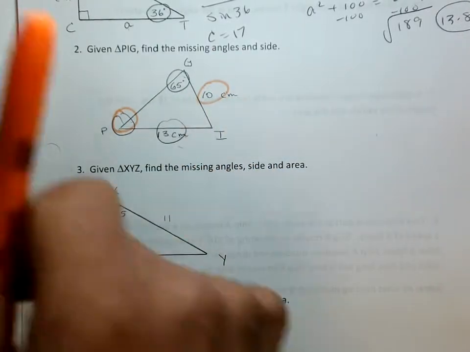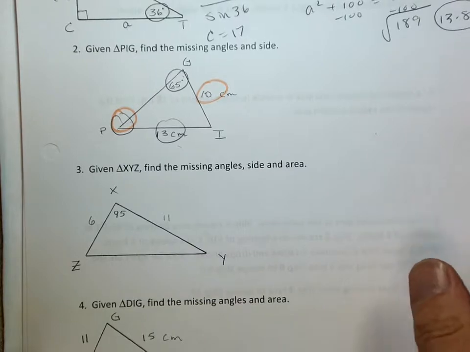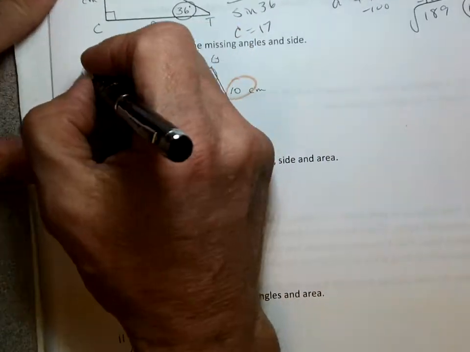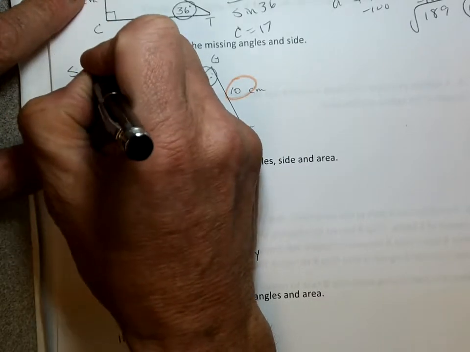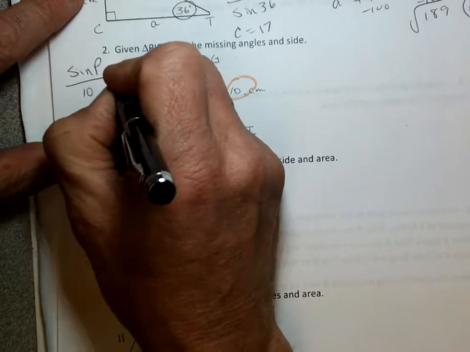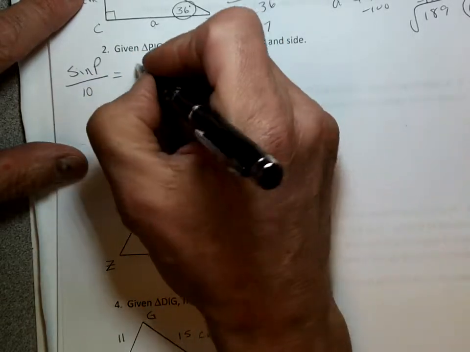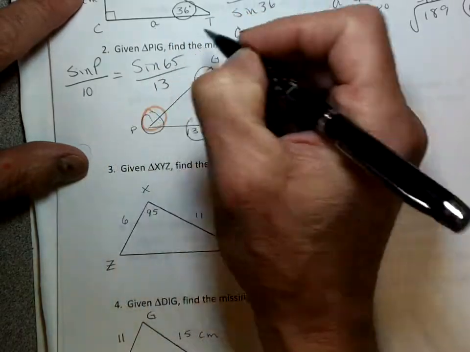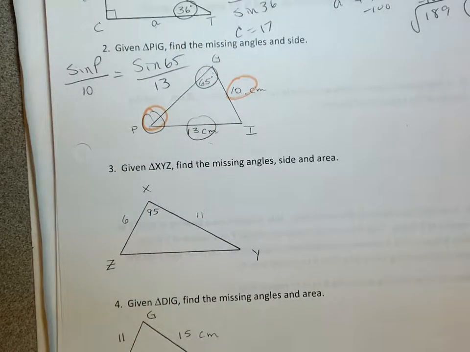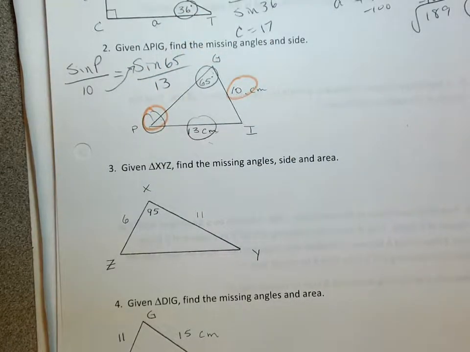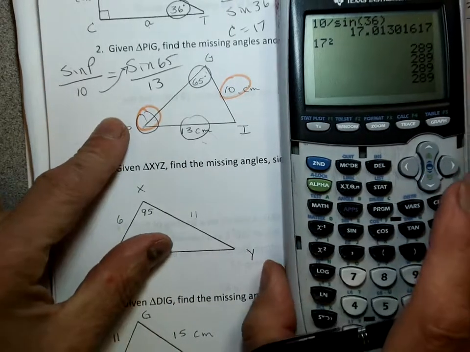So I just like to set up and write down what I don't know first. I don't know angle P. So I'm going to set it up as sine of angle P over its opposite side, which is 10, equals sine of 65 over its opposite side, which is 13. Okay, and we're just going to multiply up the 10. I'll get a decimal, and I'll do the sine inverse because I'm looking for the angle.